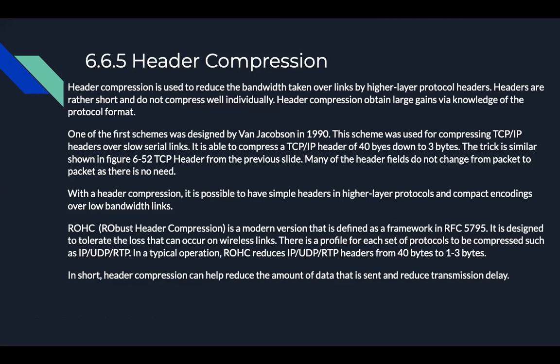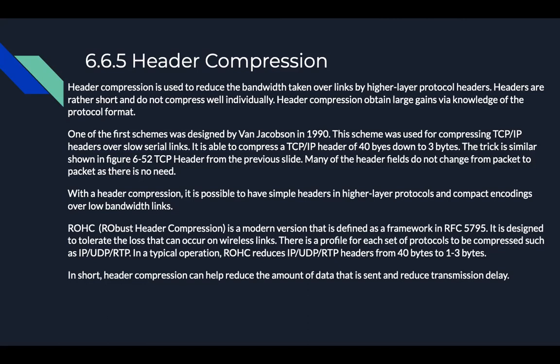Okay, so 6.6.5 is header compression. Header compression is used to reduce the bandwidth taken over links by higher layer protocol headers. Headers are rather short and do not compress well individually. Header compression obtains large gains through knowledge of the protocol format. One of the first schemes was designed by Van Jacobson in 1990. This scheme was used for compressing TCP/IP headers over slow serial links. It is able to compress a TCP/IP header of 40 bytes down to 3 bytes.